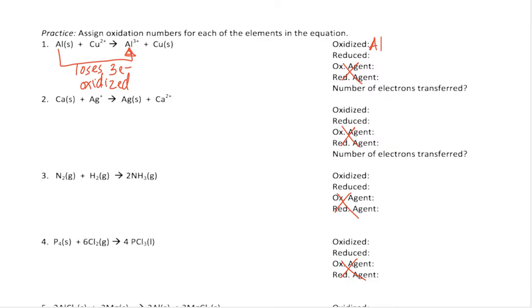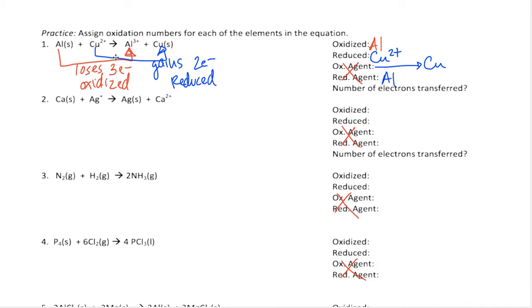And then I go over here and I say, well, what about the copper? Well, the copper gains 2 electrons. Copper gains 2 electrons, so it is reduced. Right? So the copper 2 plus gets reduced. Now the oxidizing agent would be the copper, and the reducing agent would be the aluminum.